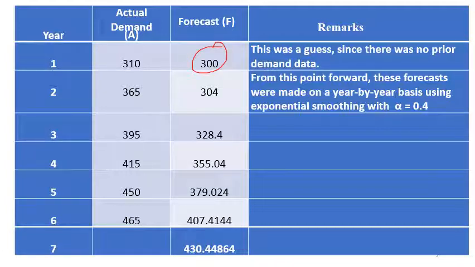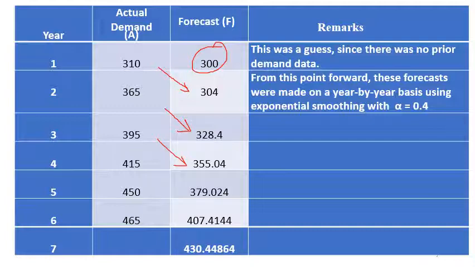So here what happens, 310 into 0.4 plus 300 into 0.6. Correct? This is the alpha value. Here it will be 1 minus alpha value, so 0.4, 0.6. So 310 into 0.4 plus 300 into 0.6 will give me 304. Then 365 into 0.4 plus 304 into 0.6 will give me 328.4. Similarly, 395 into 0.4 plus 328.4 into 0.6 will give me 355.